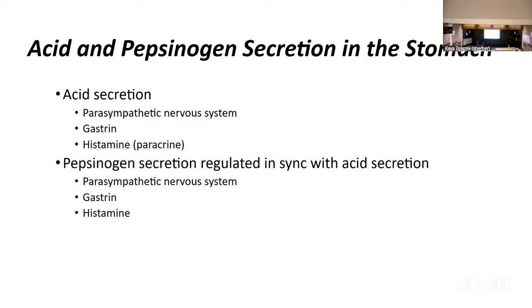So that's happening in your mouth. And then we're passing through food, down through our pharynx, into the esophagus, and down into the stomach.